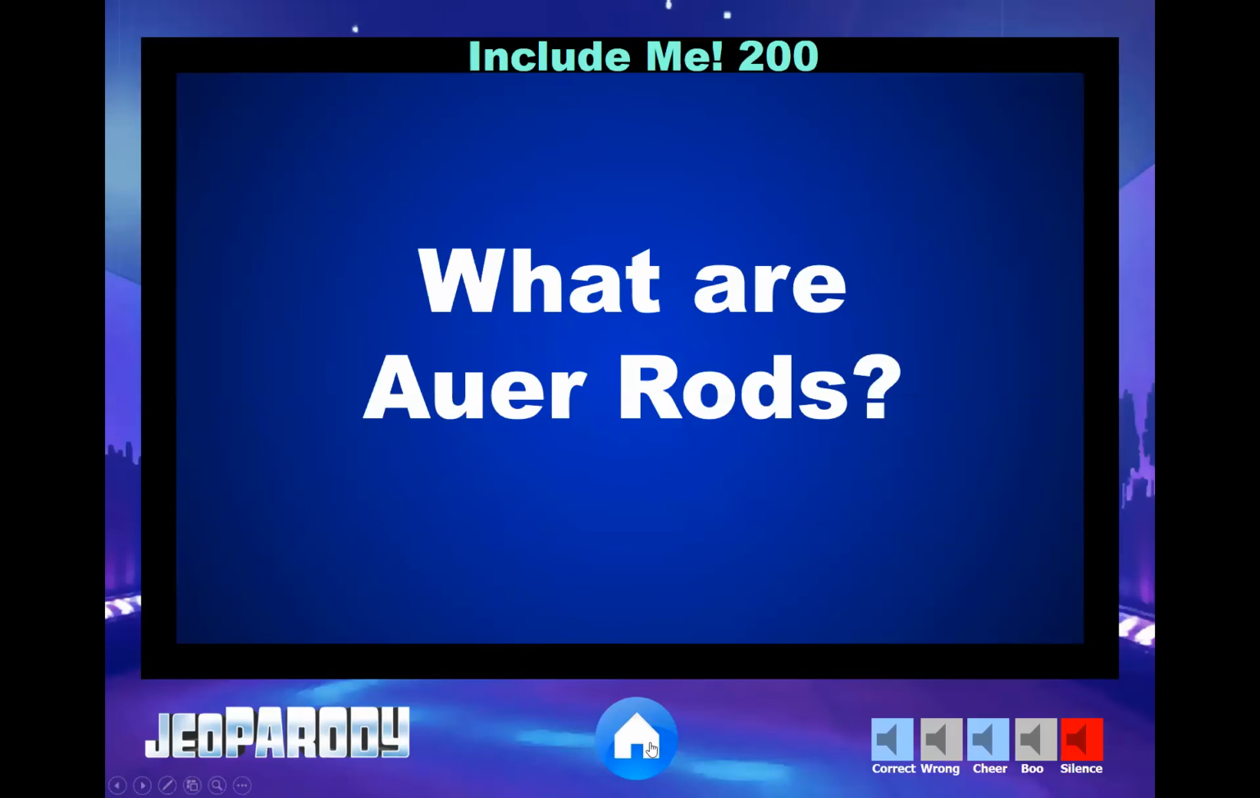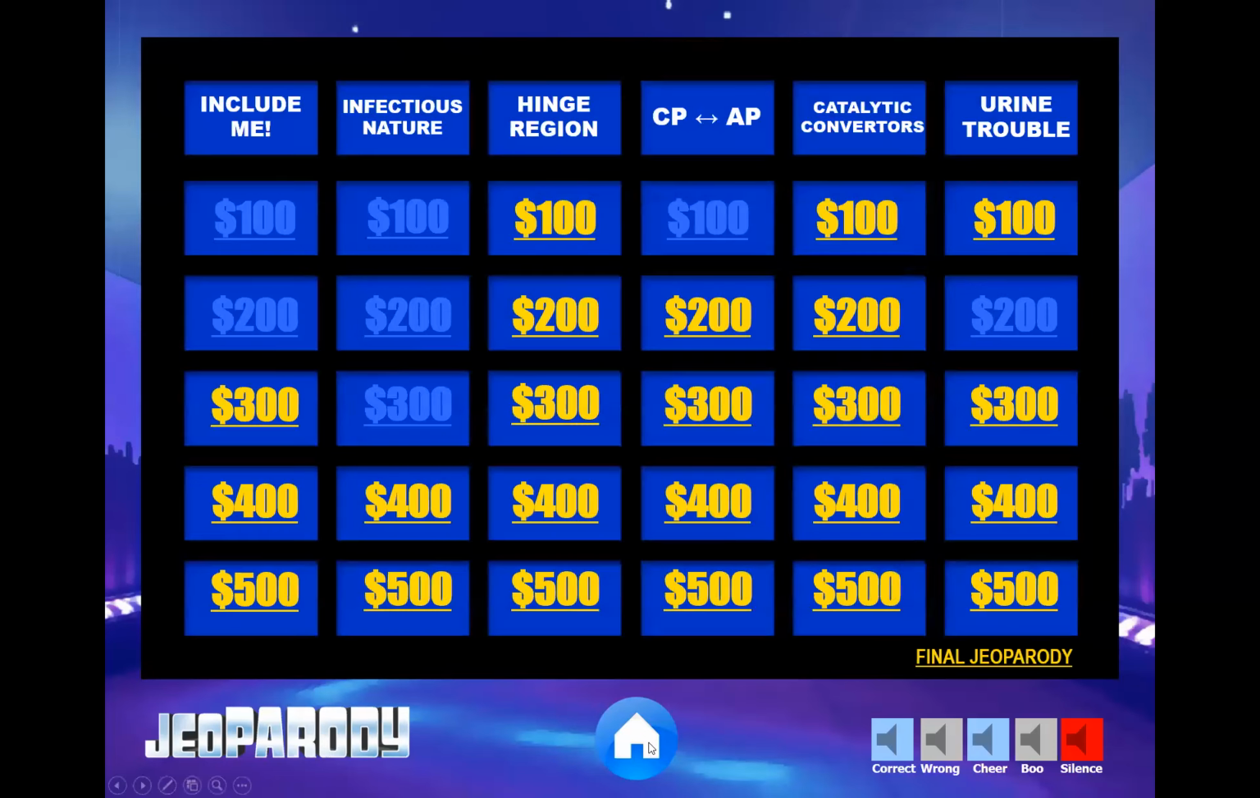Okay. Emilio, give yourself 200. Where are we going next? Hinge region for 100. Let's see what's happening in immunoglobulins.